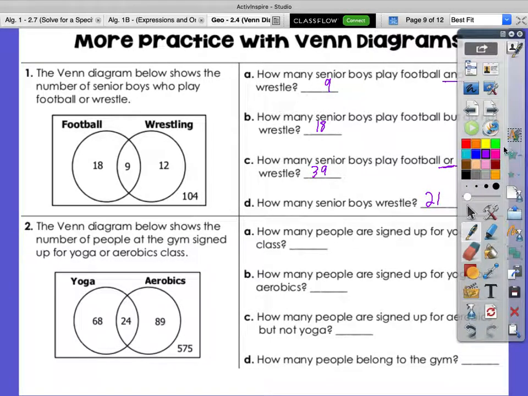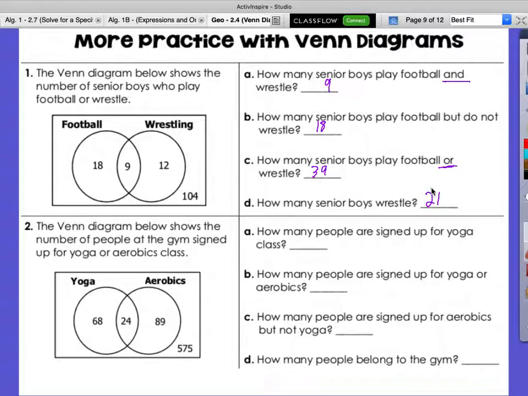Okay, I get 9 plus 12. Oh wait, so the 9 is a whole different kind of people. Yeah, it's the ones that do both. Okay. I thought it was everybody.